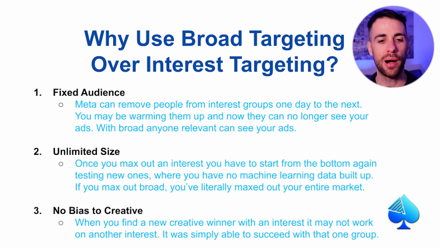And finally, there's no bias to creative when you're using broad. When you find a winning creative, for example, and it's on an interest audience, that may only be working for that specific interest, which means it's not very scalable because you can't put it on other interests. It was just something in that particular group was resonating with it, and the machine learning is building up again with that particular group, and it doesn't necessarily work on other interests, and you can't scale that creative. So was it ever really a winner in the first place?